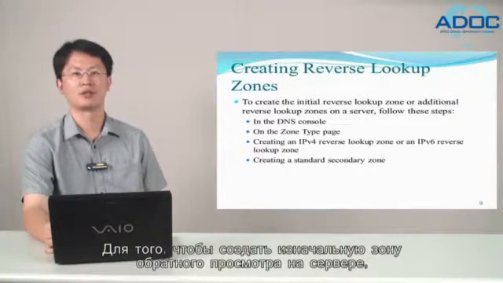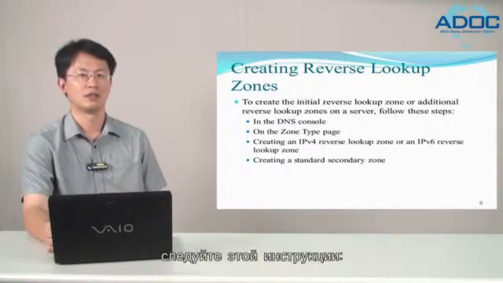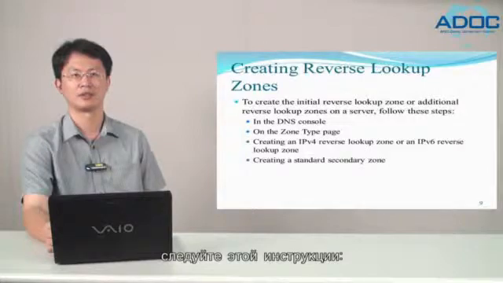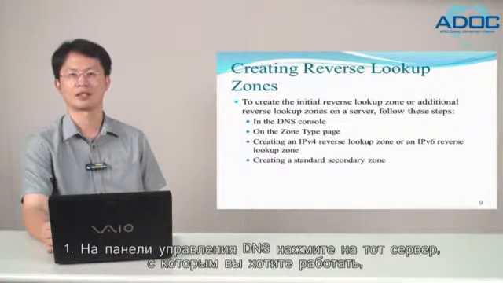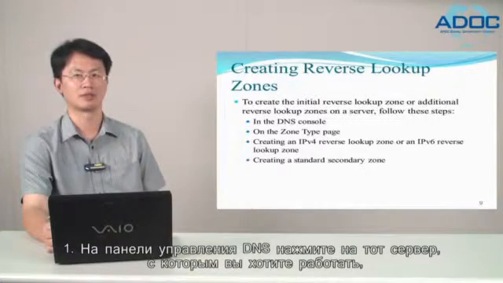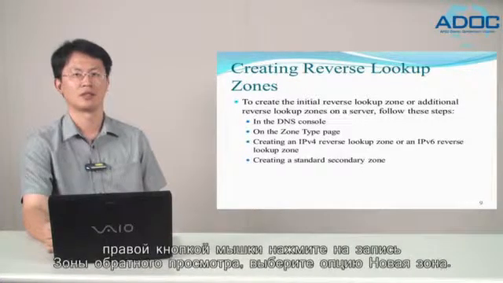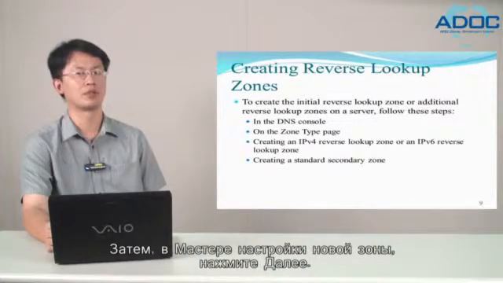To create the initial reverse lookup zone or additional reverse lookup zones on the server, follow these steps. In the DNS console, expand the node for the servers you want to work with, and right-click the Reverse Lookup Zones entries and choose New Zone. Afterwards, in the New Zone wizard, click Next.